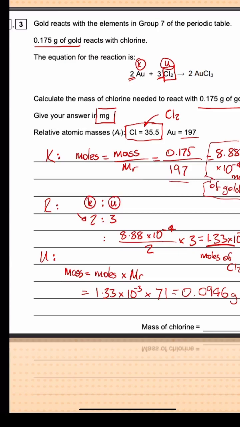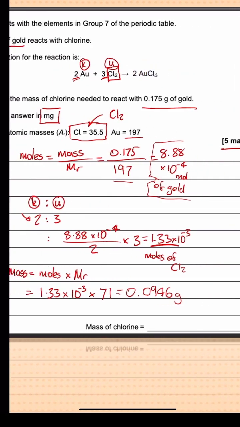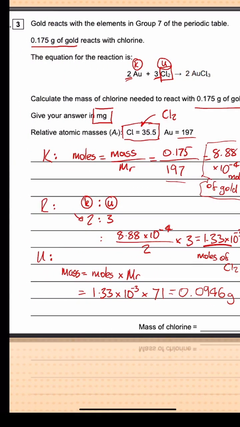What is the one extra step we got to do? This is a 5-mark question. We've got 4 out of 5 marks. What's that final mark? Look carefully at the question. Convert it. It's asking in milligrams, so milligrams to grams. Think of millimeters to meters. If you want to get from milligrams to grams, you divide it by 1,000. If you want to get from grams to milligrams, you times by 1,000.